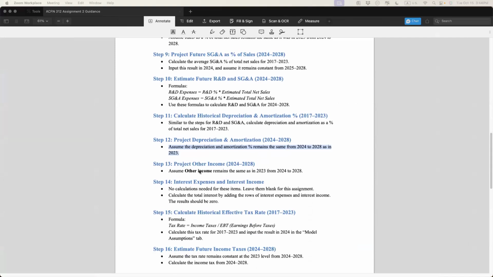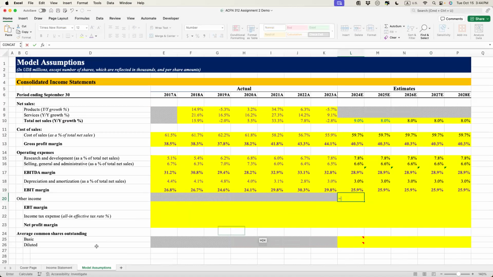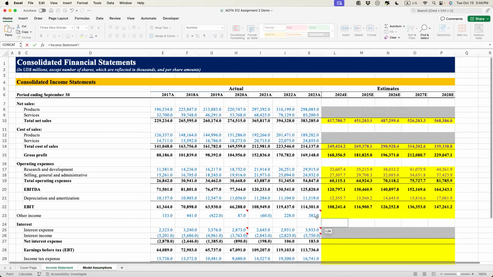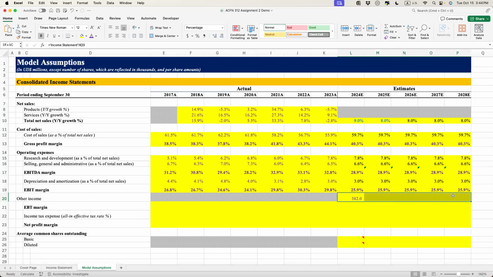Project the other income. Assume other income remains the same as 2023 from 24 to 28. So we come back here. Let's link this in the model assumption tab. Link this to the previous year's other income. As we discussed in class, if you just go ahead and fill right and copy the formulas, you're going to end up with 0. But what we actually want in the guidance file is to keep it the same.